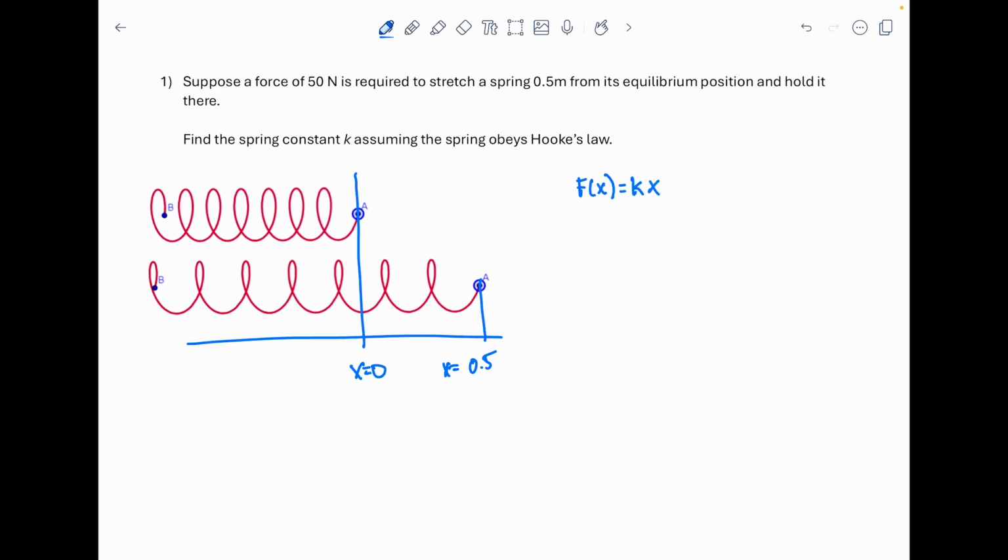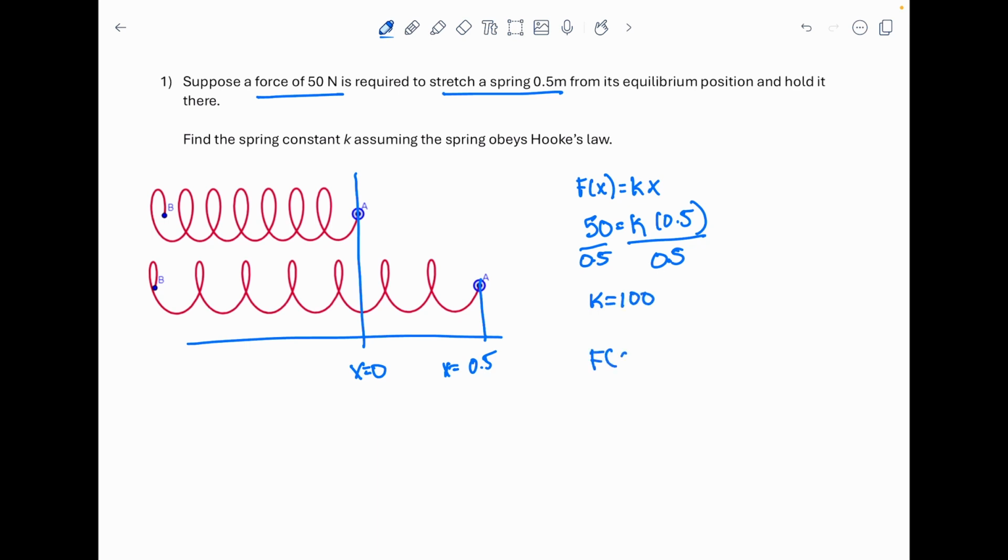It's given us the force. We don't know our spring constant. That's what we want to find, but it's also given us our X value. We have stretched a spring 0.5 meters, so we've gone in the positive direction, which means we're going to put in a positive 0.5 for X. We can divide both sides by that 0.5, and we get the spring constant of 100.